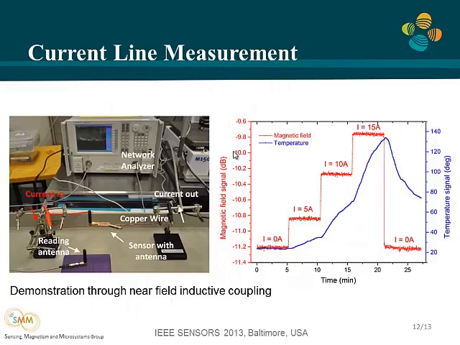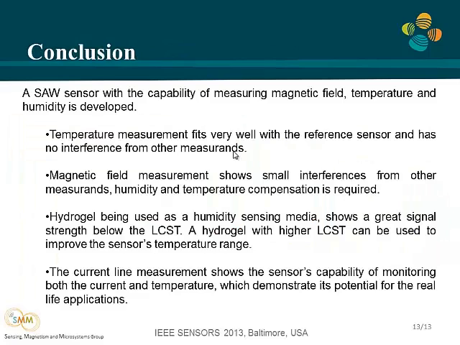And in the end, we perform another measurement to demonstrate the wireless functionality. We use a pair of helical antennas, and we attach our sensor directly on a copper wire. We apply different levels of current, and our device is able to pick up the current change through the magnetic field measurement, and also the temperature change of the current wire. Although this antenna obviously works in the near field, which is just through inductive coupling, this somehow demonstrates this sensor's potential.